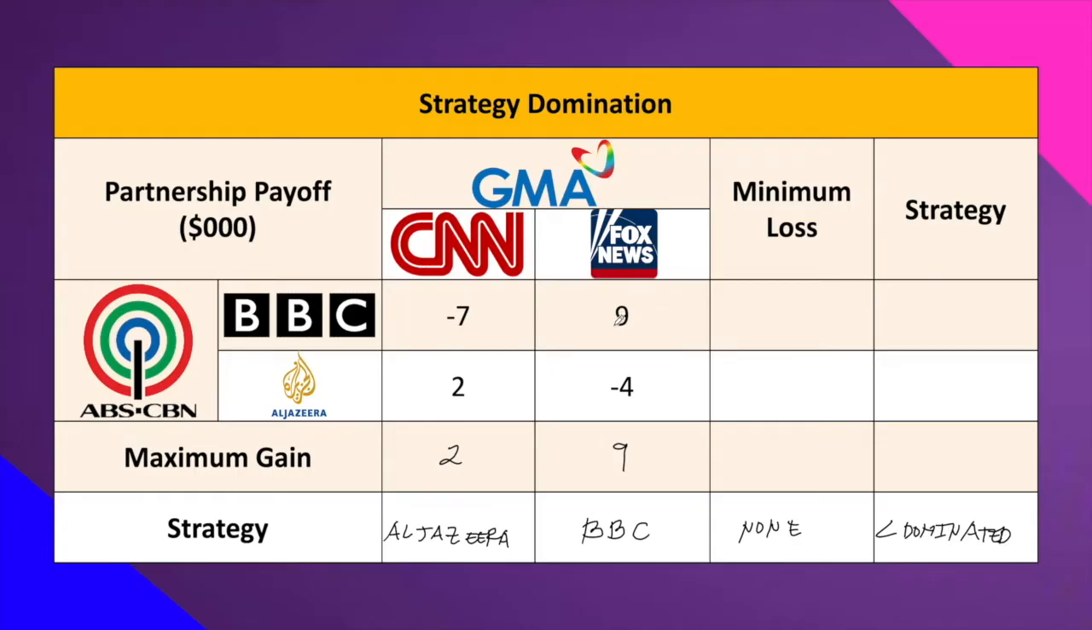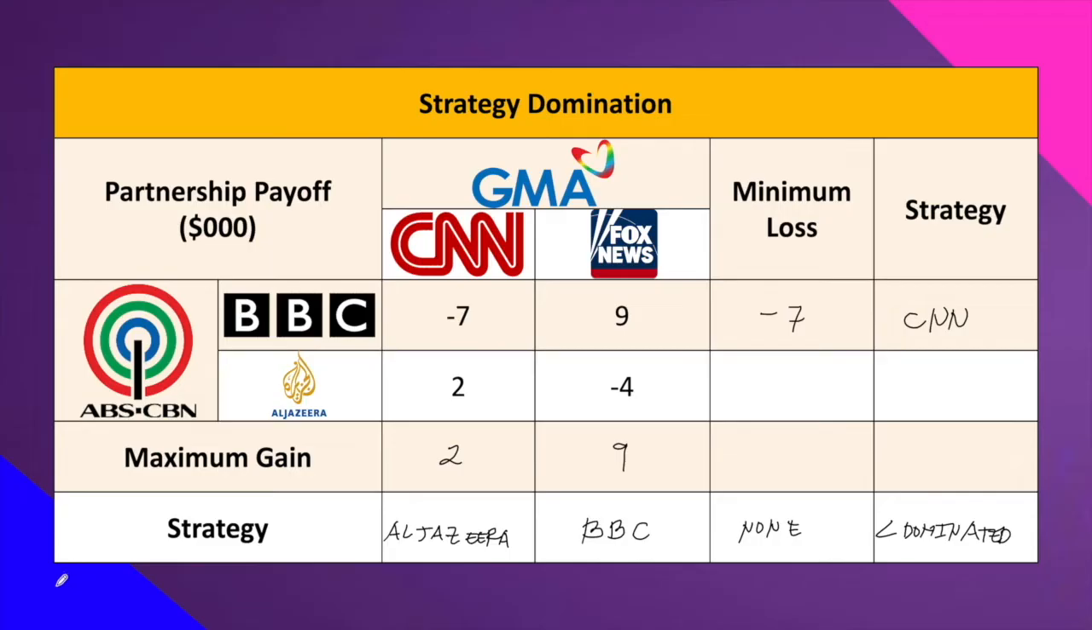But since para hindi tayo malito, ang kukunin na po natin, since ayan yung mga numbers, nasa perspective yan ni ABS-CBN, ang kukunin natin will be the minimum loss. Tayo na yung mag-adjust para di tayo malilito. Ito maximum gain, ito is minimum loss. So, meaning to say, if ABS-CBN partners with BBC, -7 versus 9, we will choose the -7. And ano yung -7 na yun? That is CNN. We will partner with CNN.